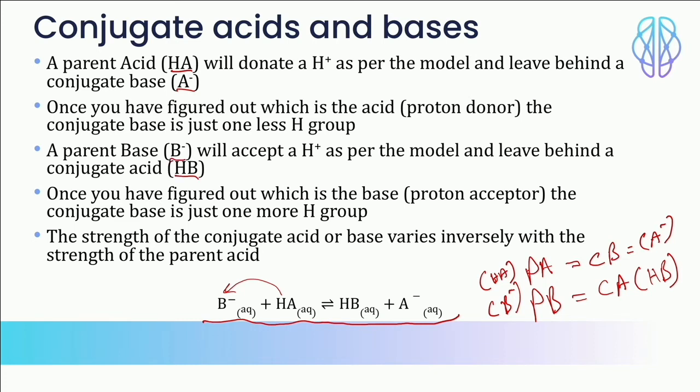A high yield association for you to understand for your exams is that the strength of the conjugate acid or base varies inversely with the strength of the parent acid. So what exactly does this mean? The stronger the parent acid, so if you have a strong acid such as HCl, it'll give you a really weak conjugate base such as Cl-. Conversely, if we have a weak acid such as acetic acid, it'll give you a relatively stronger weak base such as the acetate anion.